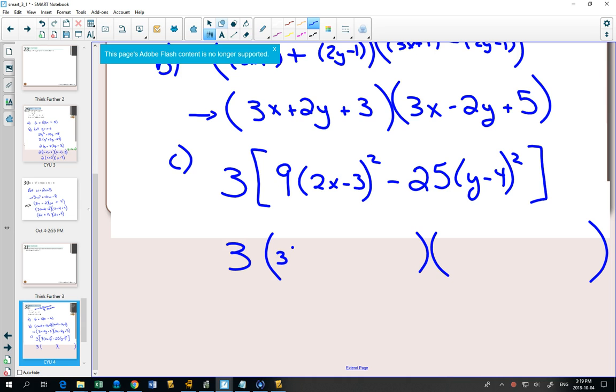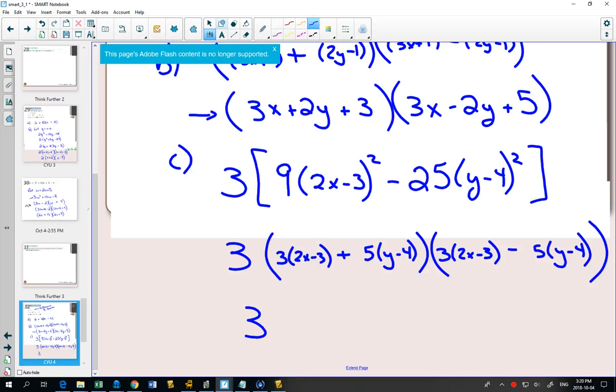So when I have my first ones, it'll be 3, 2x minus 3, and 3, 2x minus 3. With my last ones, it will be 5, y minus 4, and 5, y minus 4. One of them will be plus, one of them will be minus. And from there, can we simplify inside these brackets? We're going to get 6x plus 5y. Here I'm going to get minus 9. Here I'm going to get minus 20. Put those like terms together, minus 29.